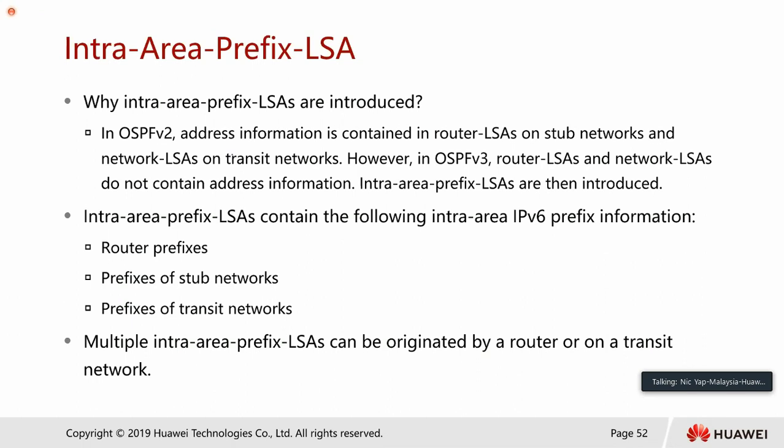In OSPFv2, address information is contained inside the router LSA on the stub network, and the network LSA on the transit network. However, in OSPFv3, the router LSA and network LSA do not contain any address information. The intra-area prefix LSA was then introduced. They need to add this information into the intra-area prefix LSA to carry the detailed information and allow it to be forwarded, because by default they are not forwarding anything directly. Is that okay so far?